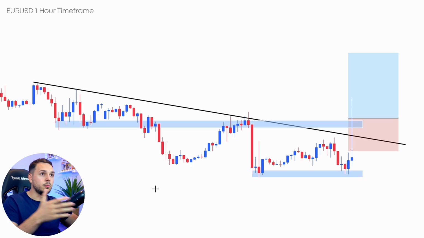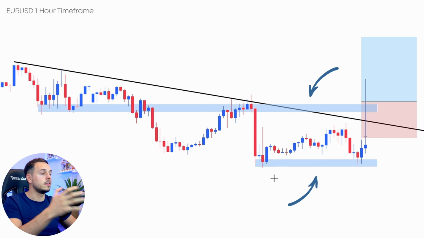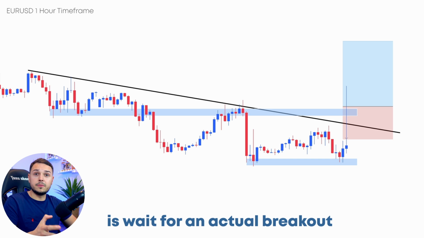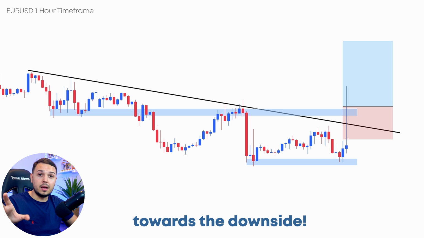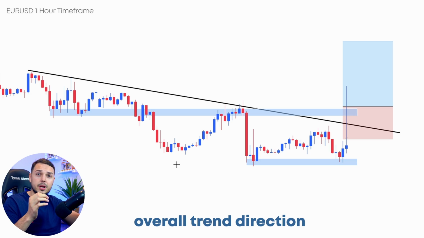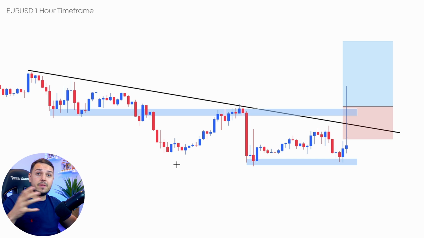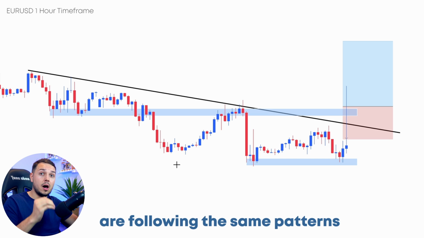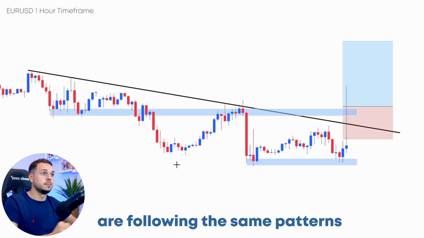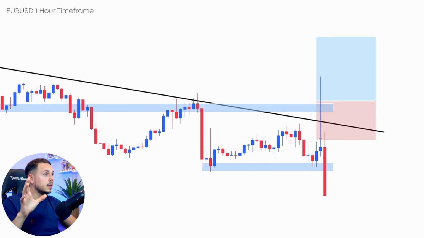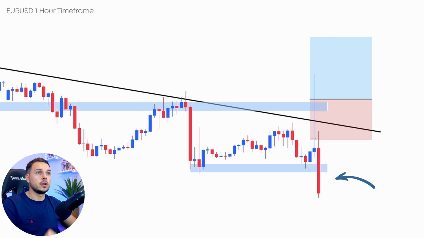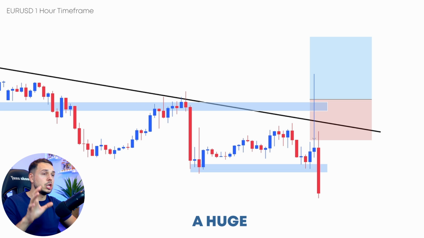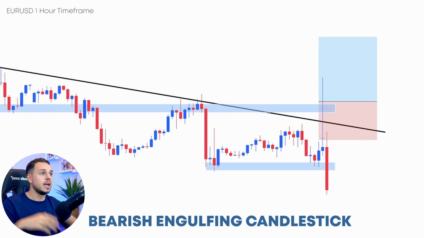So now that we understand that the overall market direction is towards the downside, we have our resistance and support levels drawn out. All we want to do now is wait for an actual breakout towards the downside. We don't want to be trading towards the upside because the overall trend direction at the moment is bearish, and very likely the higher time frames are following the same patterns. So let's see what happens. And it dips down just like that on the 1 hour time frame. A huge bearish engulfing candlestick has developed.